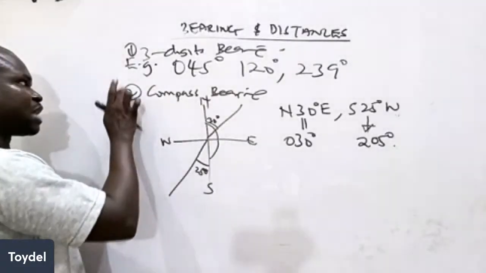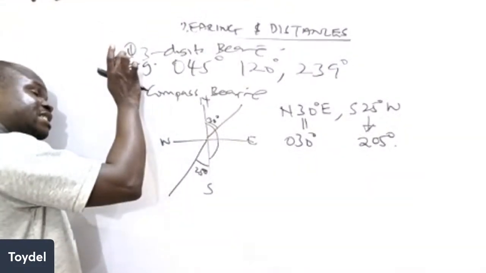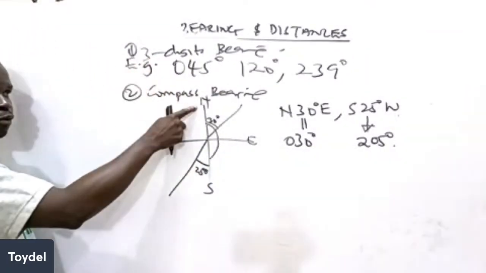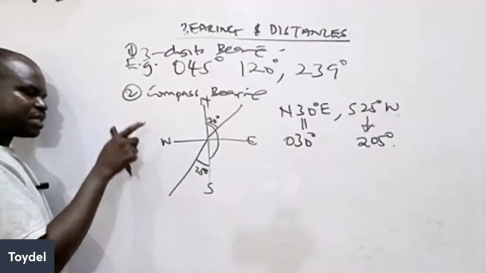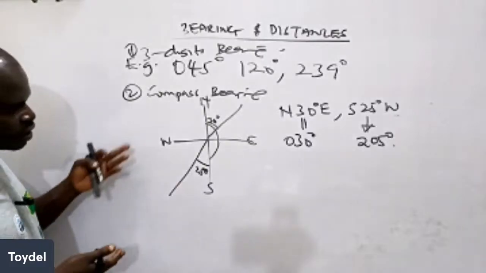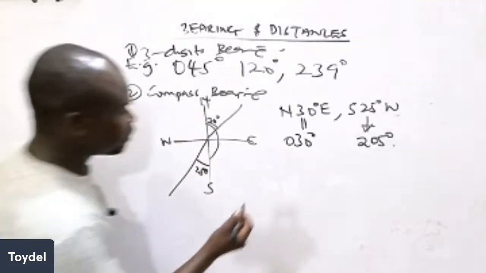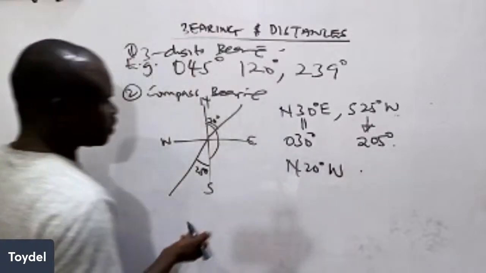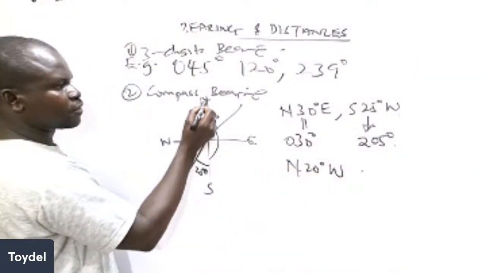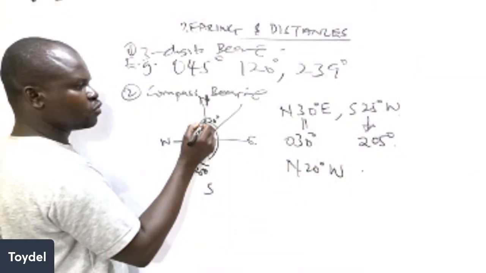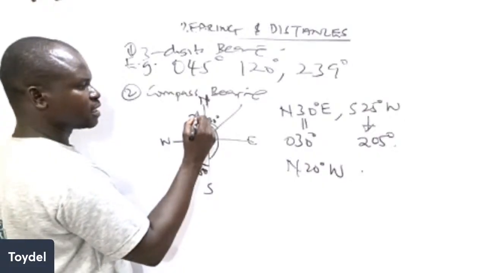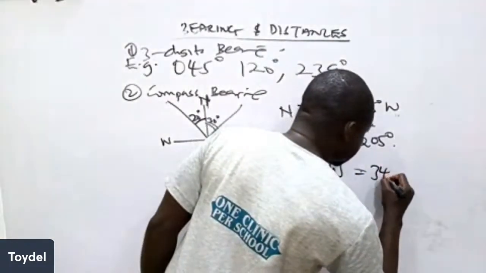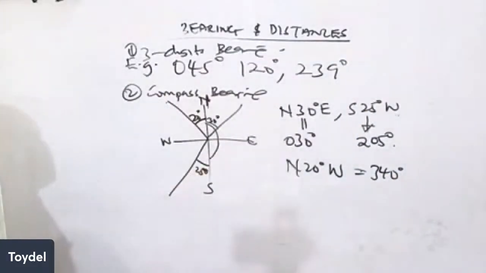Okay. There are two types of bearing: compass bearing and 3-digit bearing. Under 3-digit bearing, it is a must to start from the north pole. But when we have compass bearing, you either start from the north or from the south. You can even have north 20 degrees west. You start from north, you move 20 degrees towards west. North 20 degrees west is the same thing as 340 degrees when you convert it to 3-digit bearing.